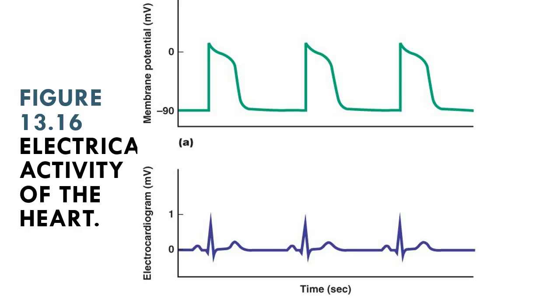They're going to generate enough force to open the valves and push blood out to which circuits? The pulmonary and systemic circuits. So after the QRS complex, the ventricles depolarize to threshold and physically enter into systole.